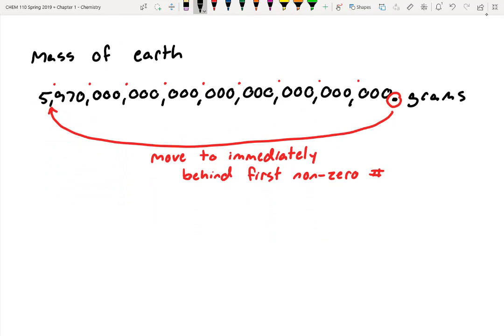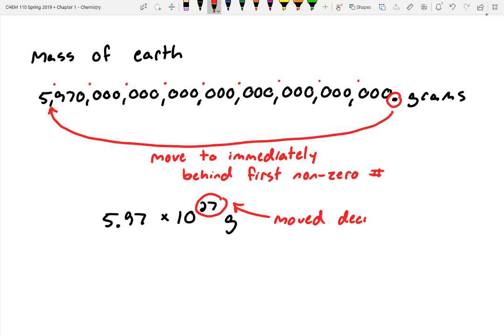What we can do is we can say, all right, this would be 5.97 times 10 to the 27th grams. Really what this thing means over here is we've moved the decimal 27 places to the left.